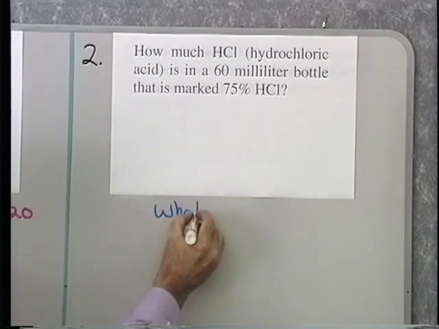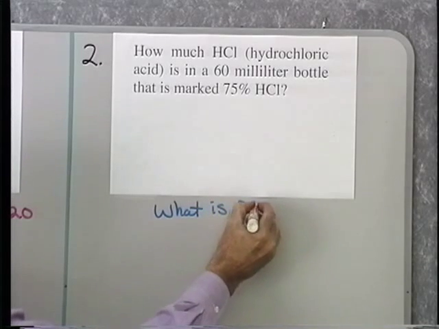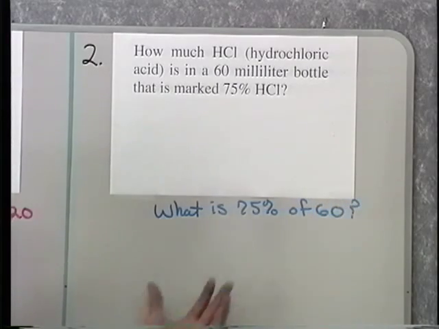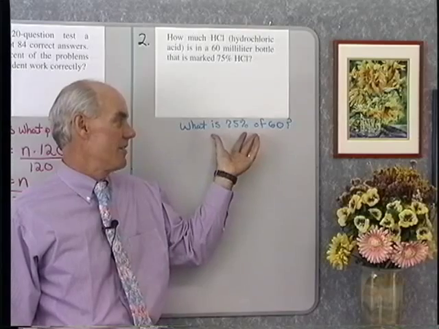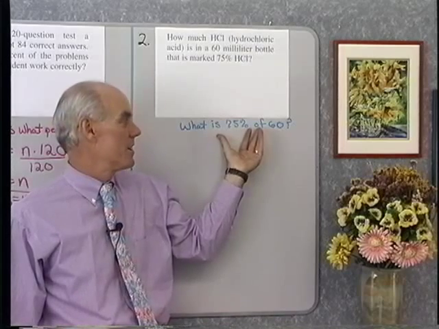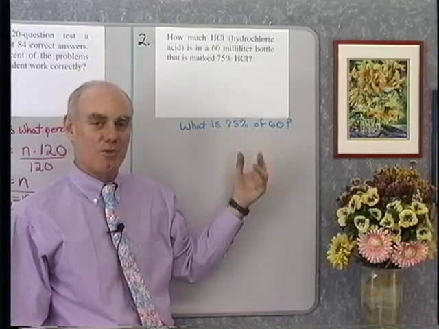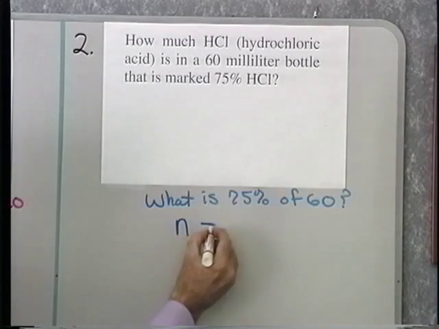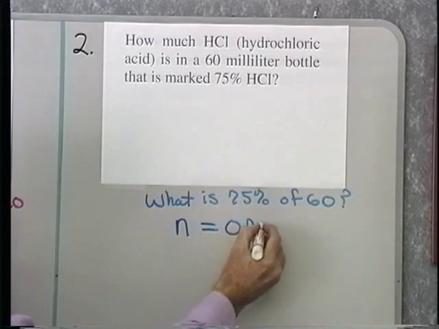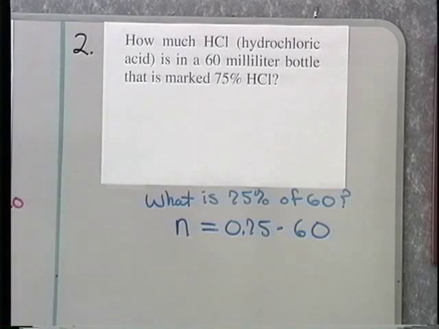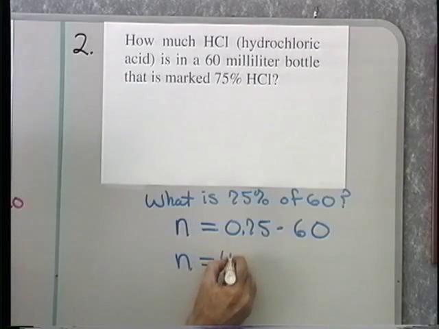What is 75% of 60? So that's my question. What is 75% of 60? And that's a direct translation of this problem into one of my three basic percent problems. Now to solve this problem, I simply translate into an equation, solve the equation, and away we go. So what number is going to be n is equal, 75% is 0.75 times 60. So I have n equals 0.75 times 60. I do that multiplication on a calculator, and I get n is equal to 45.